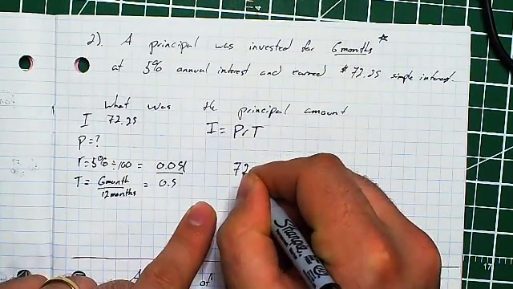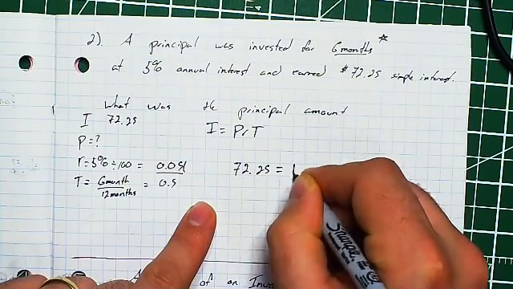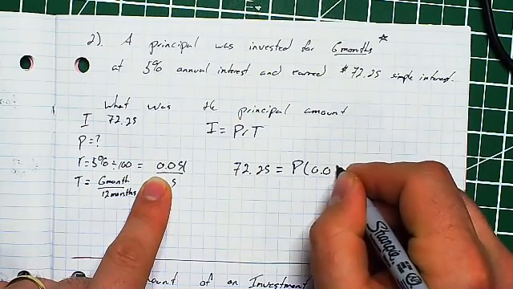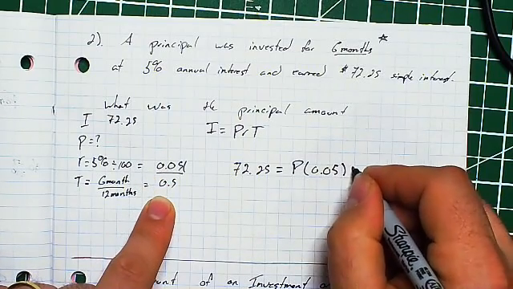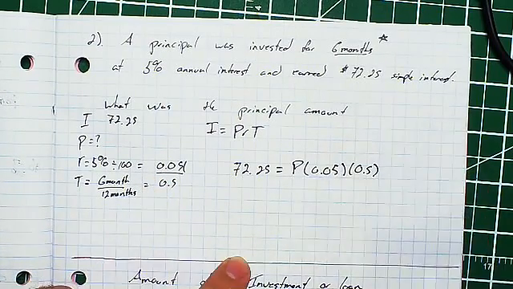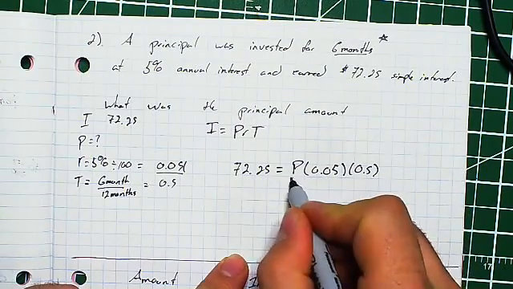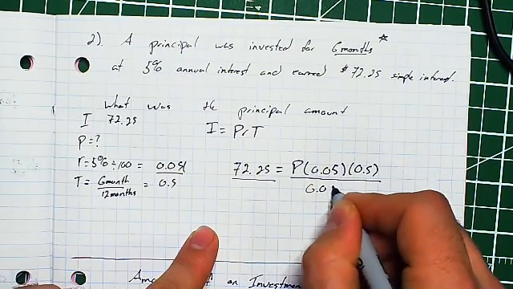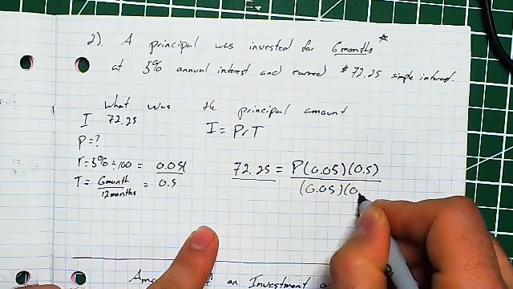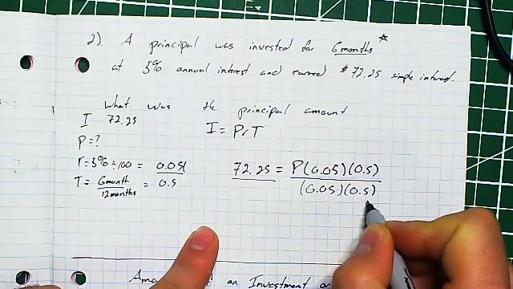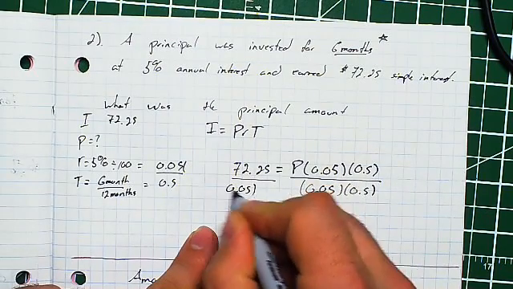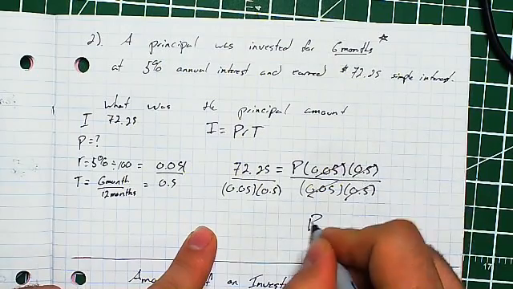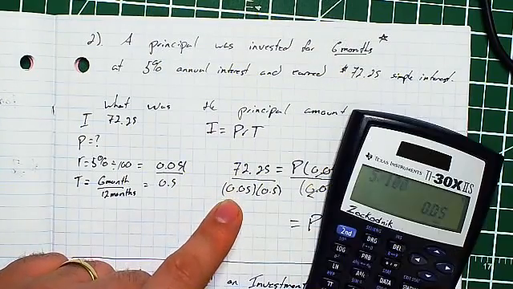When we plug this into our formula, we get 72.25 equals our principal, which we don't know, times 0.05 times 0.5. Trying to get the principal by itself, because these are all multiplying, the opposite of multiplying is dividing. So if I divide both sides by 0.05 and 0.5, these will cancel out, which means I'm left with my principal.